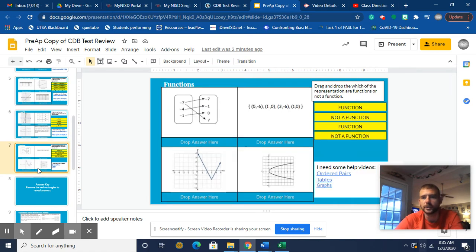And then the last one is functions. Every boyfriend can only date one girl, right? Girls can cheat though, remember that.